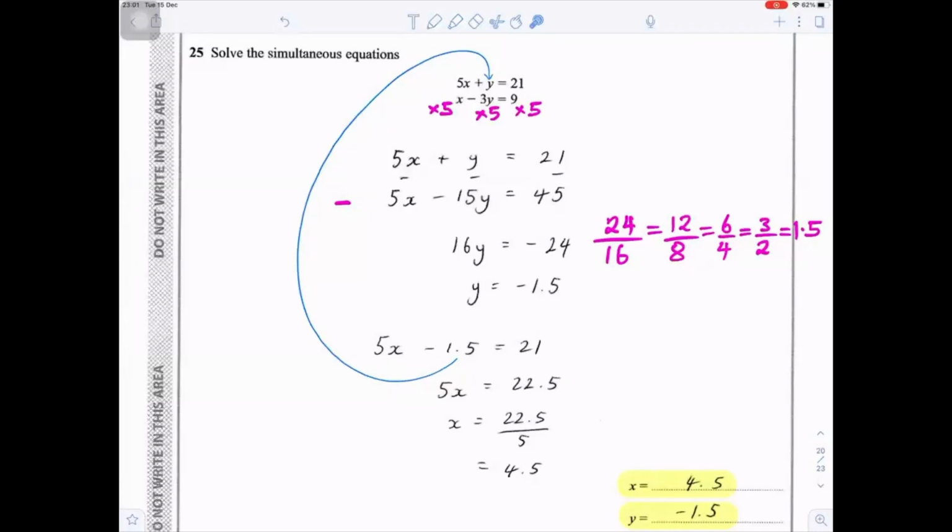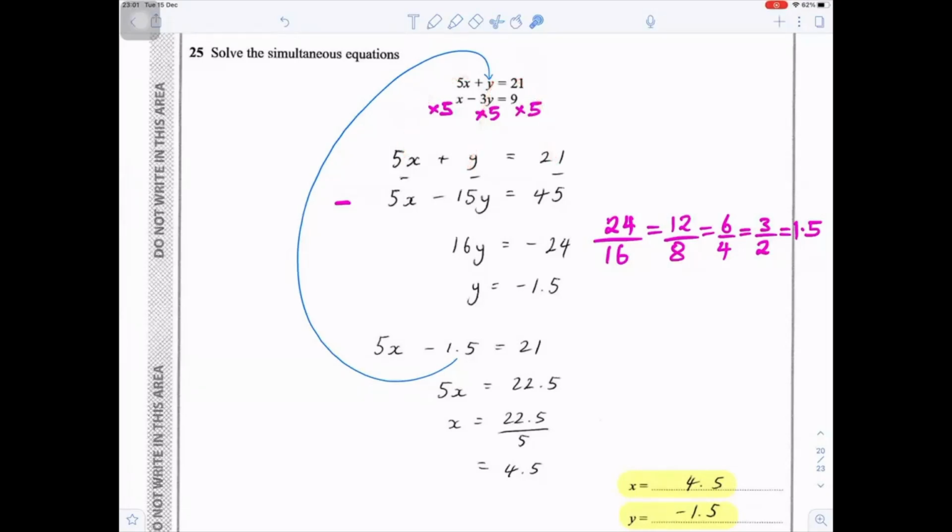Solve the simultaneous equations. Question number 25. 5x plus y is equal to 21 and 3x minus 3y equals 9. We want to make the x the same. So to get this x to 5, we multiply this one by 5. The top one stays the same, 5x plus y equals 21.